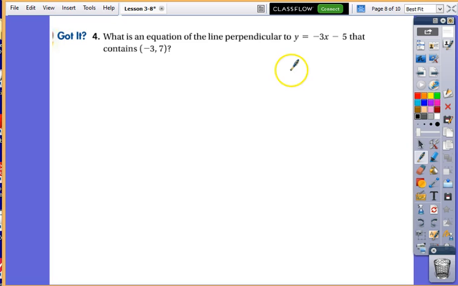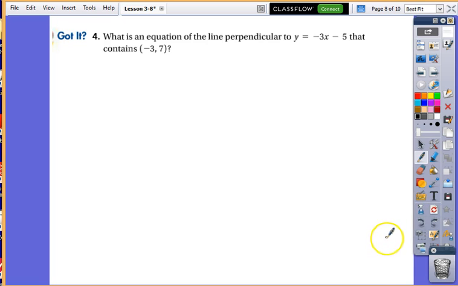So what I want you to do now is pause this video and write the equation of a line perpendicular to y is equal to negative 3x minus 5 and going through the point negative 3, 7. It doesn't tell you what form to write your answer in, so I want you to put your answer in slope-intercept form.